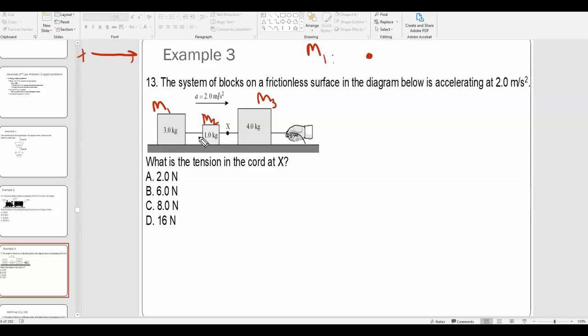Notice there's actually 3 strings. There's 1, 2, 3. So there's actually 3 different tensions. I'm going to call this first tension FT1. So the FBD would be FG1, FN1, and then this string right here, string number 1, is pulling this box to the right, and so I would have Ft1 like so. For mass 2, the FBD, I would start off something similar, force of gravity going down, normal force, and so on.